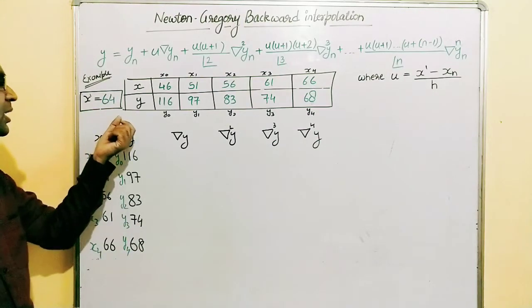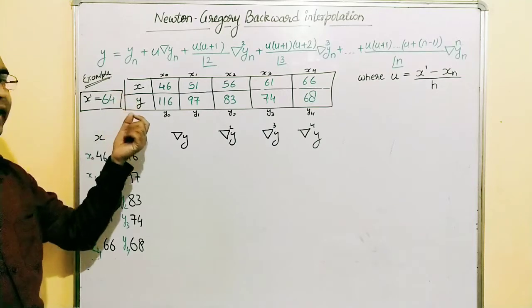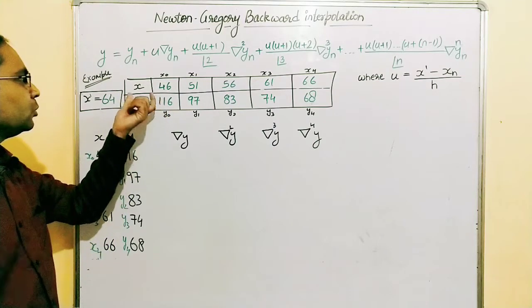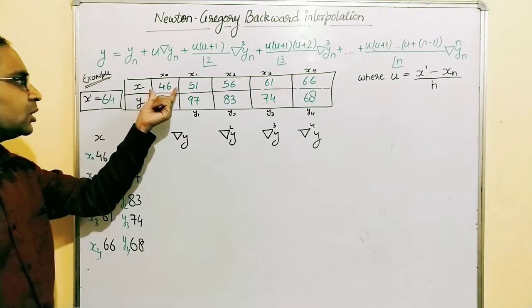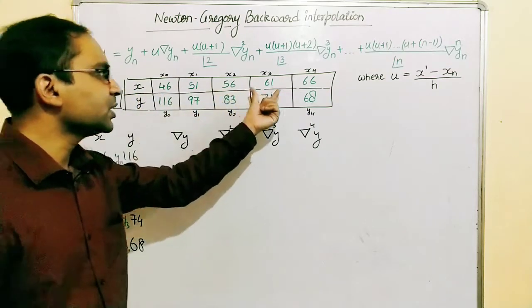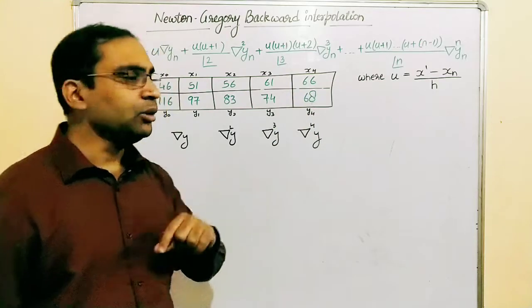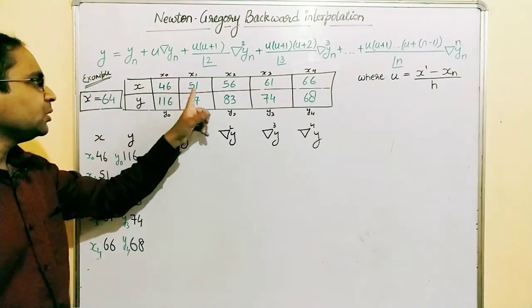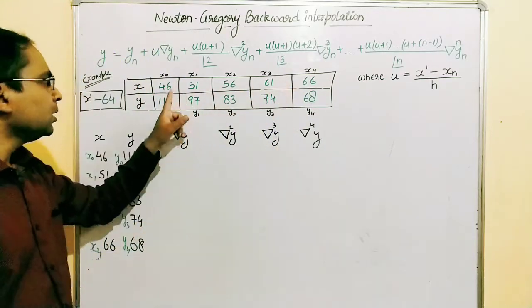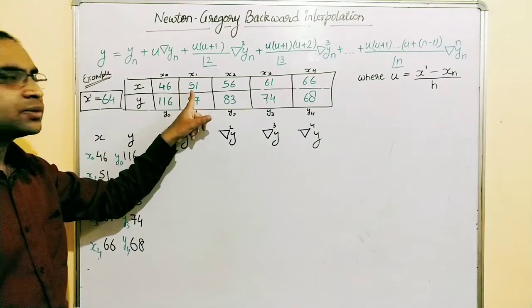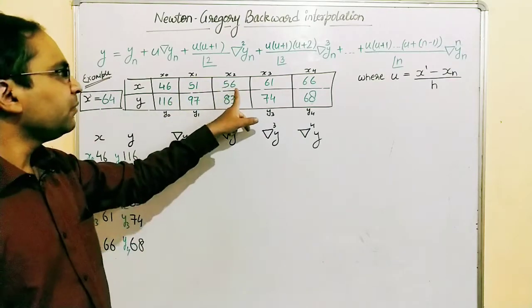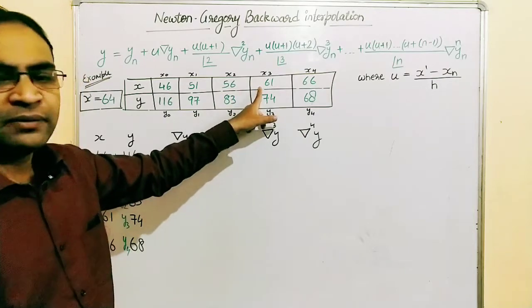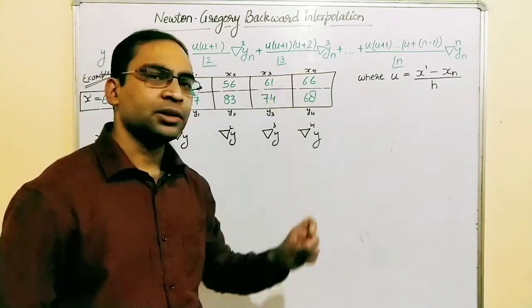Now let's continue with this example. Here we have two sets of values, for the two variables x and y. Let's say for x we have 46, 51, 56, 61 and 66, and you can see that these values are equally spaced. From 46 to 51, this is 5. From 51 to 56, this is again 5. From 56 to 61, this is again 5. And from 61 to 66, this is again 5.